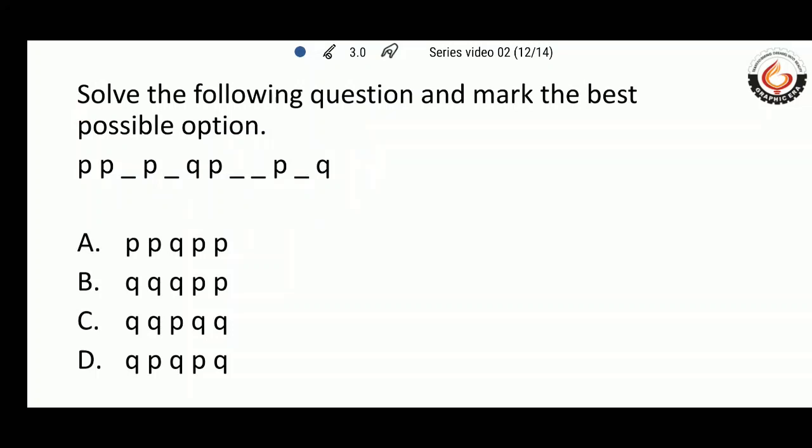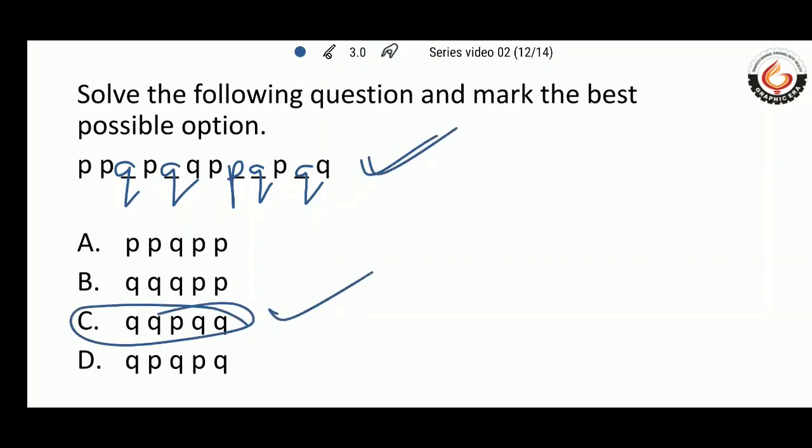If I check this one, P, Q and Q. It is PPQ, PQQ, PPQ and PQQ. Every time there are 2P, 1Q, then 1P, then 2Q, then 2P, then 1Q, then 1P, then 2Q. This is a pattern formed, so option C is correct. Next one.